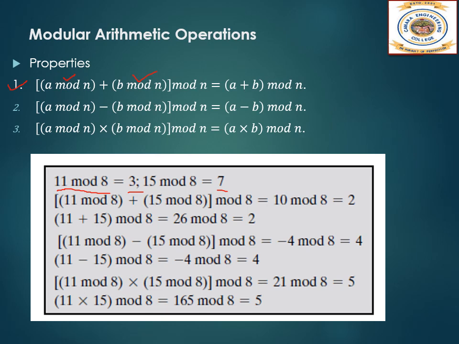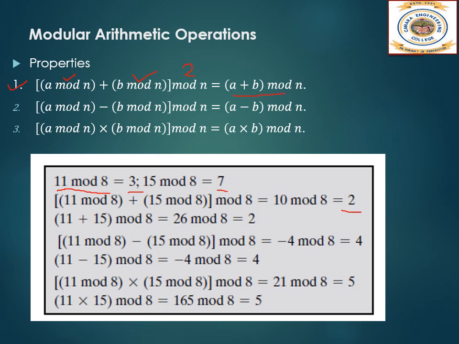So 3 plus 7 is how much? 10. Okay. So 10 mod 8, how much does it give? If I divide 10 by 8, quotient is 1. What is the remainder? 2. So that completes the first part. So from this part, I get the answer as 2.